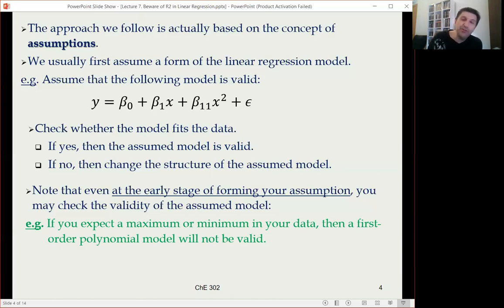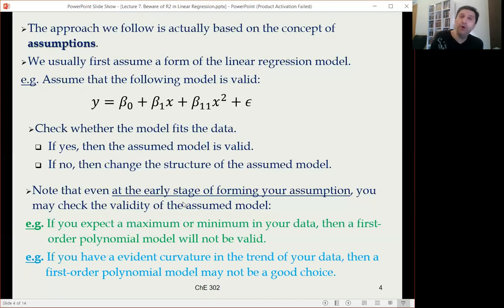If, for instance, we have a theoretical expectation that we have a minimum or maximum in our data, then it is not a very feasible or plausible way to use a first order polynomial, because a first order polynomial is going to increase or decrease all the time with no maximum or minimum. So it's not possible to give a good fit for a system with a maximum or minimum using a first order model, given our theoretical expectation. This first example was just before collecting the data.